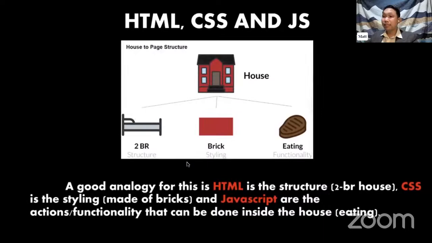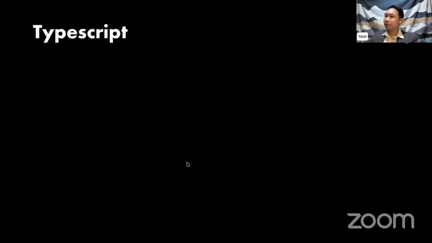And then CSS is the styling. How would you want it to look? Are they made of bricks? Are they made of glass or wood? And then JavaScript are the functionalities that can be done inside the house. So examples of that are eating or sleeping, watching television, taking a bath, etc. Okay, now we're done with the HTML, CSS, and JavaScript. Let's proceed to TypeScript.